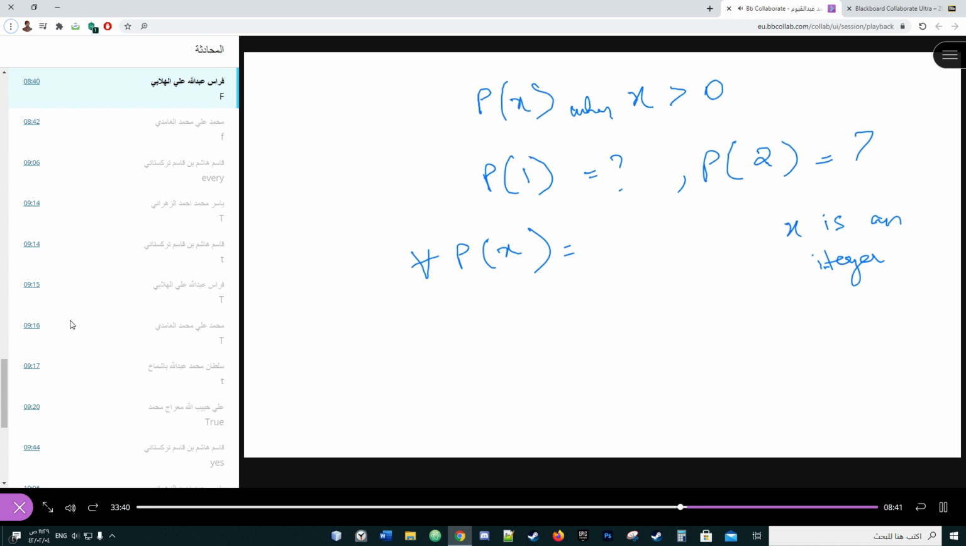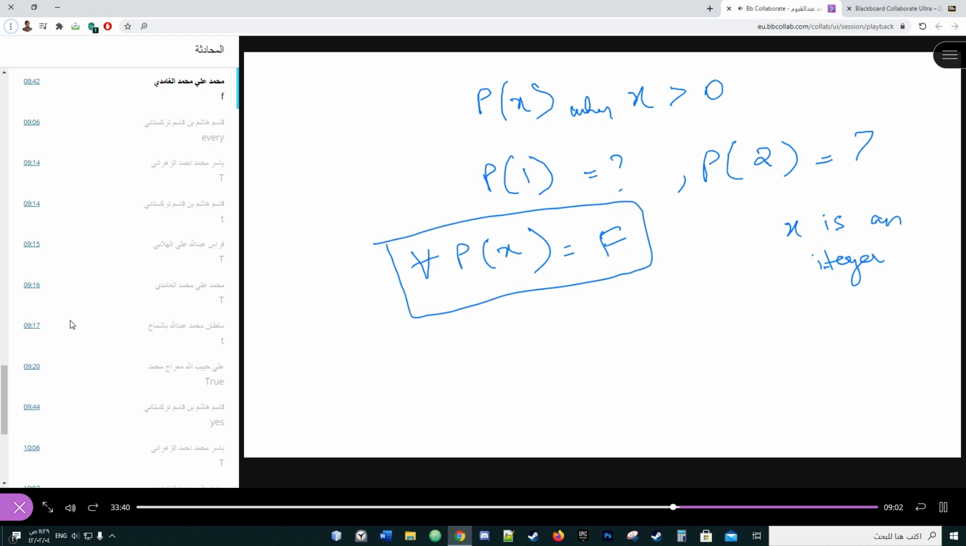Very good. Okay, for all of x, it is not true because we can take one integer. We can say minus 1. Minus 1 is not greater than 0, so it's false. So for it to be true, it has to be true for all the integers, which is not true. So this is false.